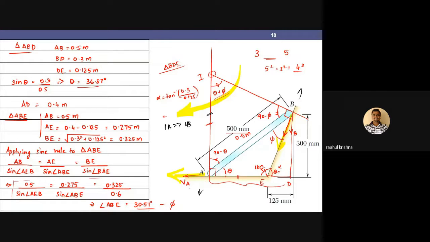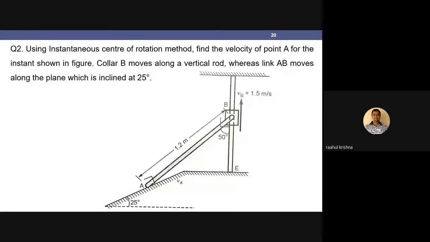We'll be discussing them later; now it is already 1:20. So we'll take one more problem, quickly do this problem also, and then we'll stop for today. Using the instantaneous center of rotation method, I am supposed to find the velocity of point A in the figure. The collar bead is moving along the vertical rod, and the direction is already given as VB moving upwards at a velocity of 1.5 meters per second. The link is inclined at 25 degrees. Now we have a couple of cases here.